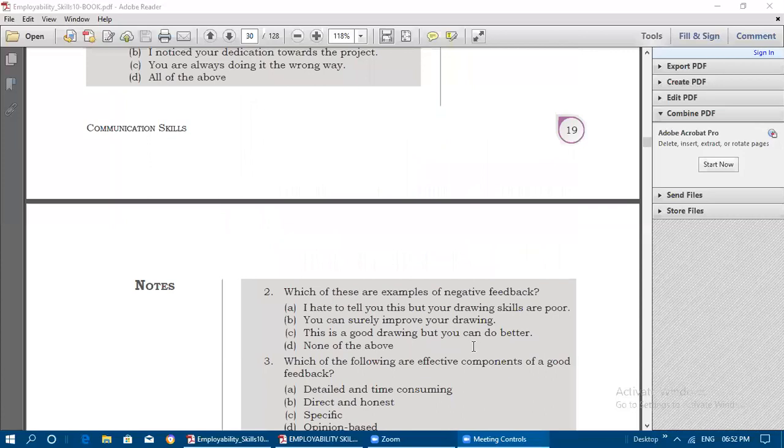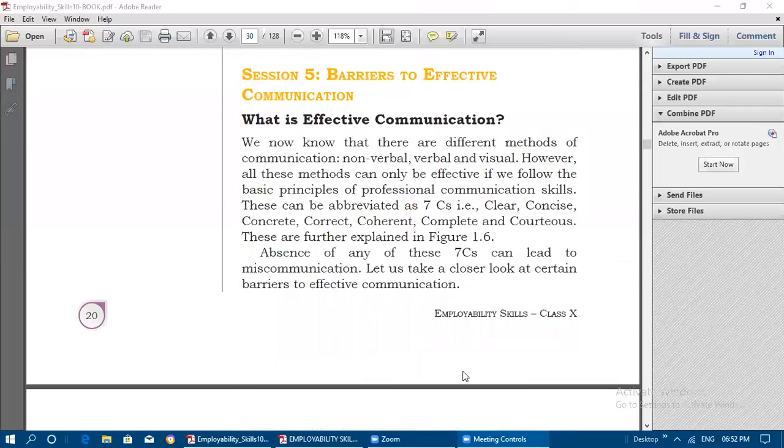Okay, in the next session, we will see what barriers there are to effective communication. Before that, we need to see what is meant by effective communication. We now know that there are different methods of communication, that is non-verbal, verbal, and visual communication. However, all these methods can only be effective if we follow the basic principles of professional communication skills. These can be abbreviated as the 7 C's we need to follow.